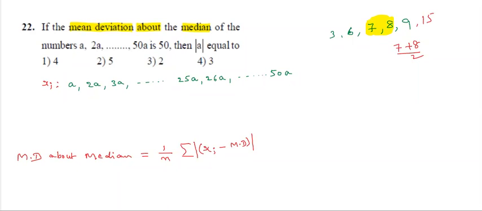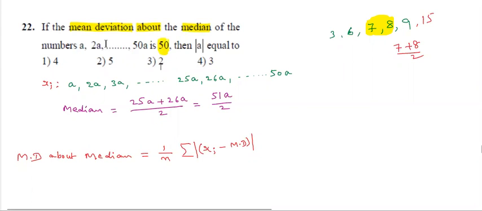Here 50 observations are there. That is an even number of observations, so we take the average of the middle values. Median is equal to the middle values 25a plus 26a divided by 2. Overall, we get 51a by 2. And read the question here: the mean deviation about the median is 50, given. Don't forget this, 50 is already given.